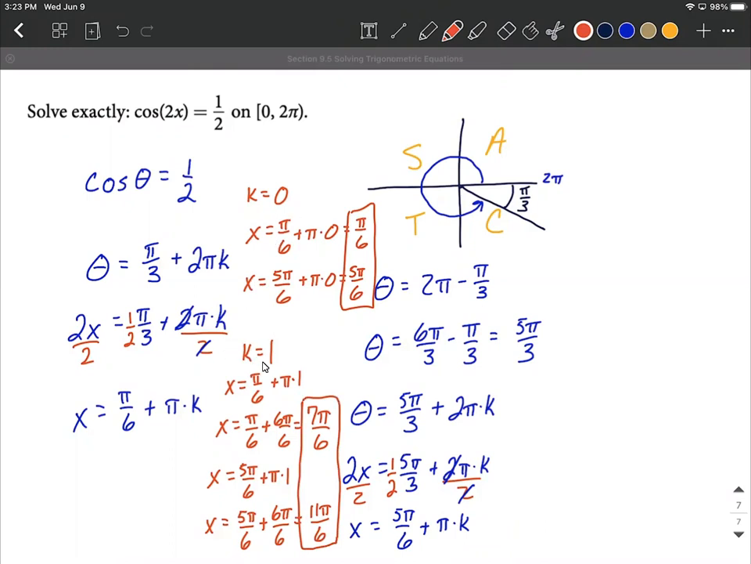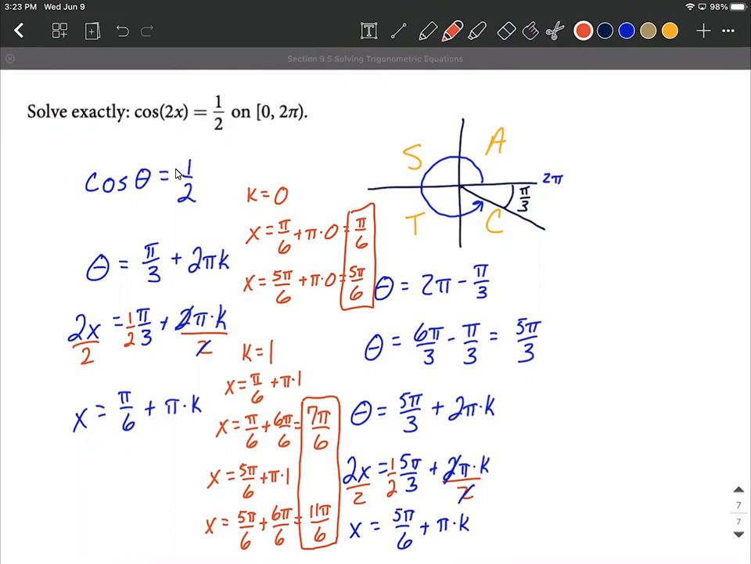We may think to ourselves, what happens if we plug in a 2 for k, right? We plugged in 0, plugged in 1. If you plug in 2, we're going to get 2 pi being added to something positive. Same thing's true over here. If we plugged in a 2 for k, we have 2 pi plus something positive, and that's going to be outside of this range. That's going to be larger than 2 pi. So that's not going to be a good solution.